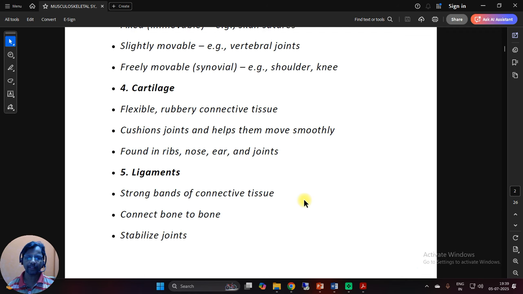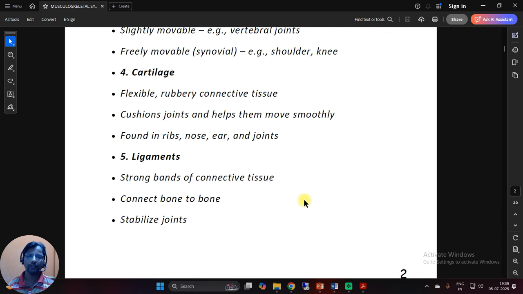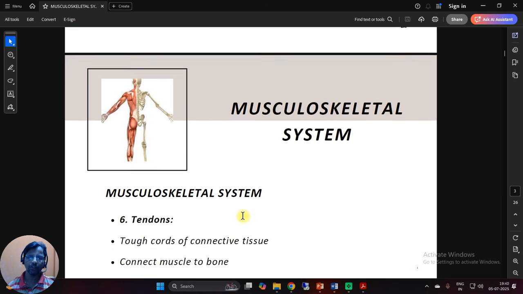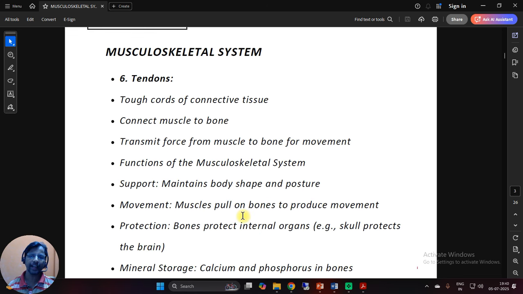Next, the musculoskeletal system consists of ligaments. What are ligaments? Ligaments are strong bands of connective tissue. They connect bone to bone, and the main purpose of ligaments is to stabilize joints. This is very, very important. Whenever you see ligaments in documentation, remember they connect multiple bones, bone to bone.